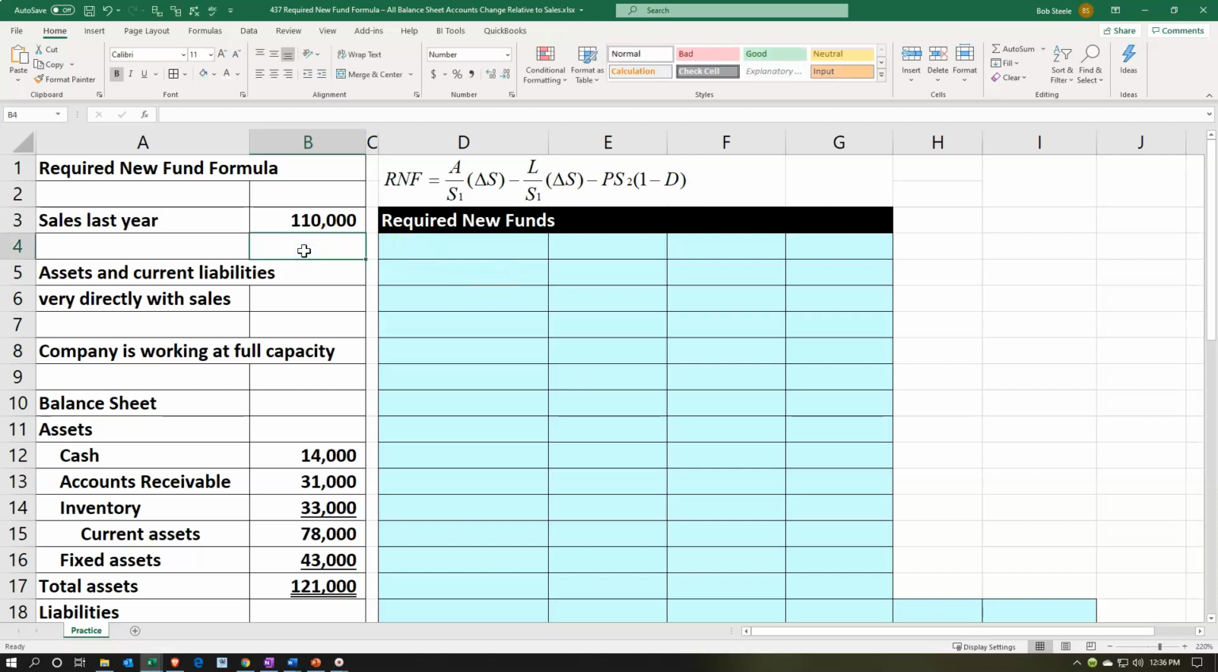Our data on the left says the sales last year, so the sales that we know last year, 110,000. The assets and current liabilities will vary directly with sales. So meaning the relationship between sales and the balance sheet accounts for assets and the current liabilities will vary directly with relation to the sales. We're going to use that assumption in order to calculate and put together our formula.